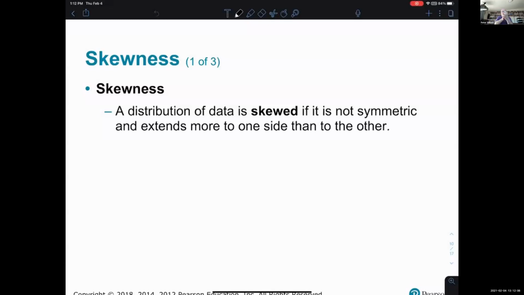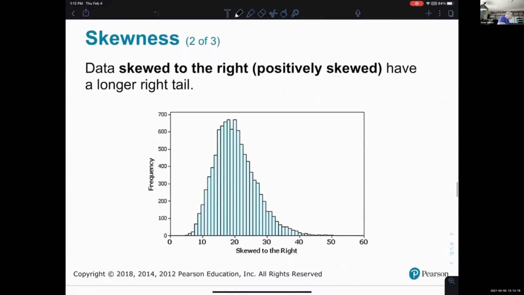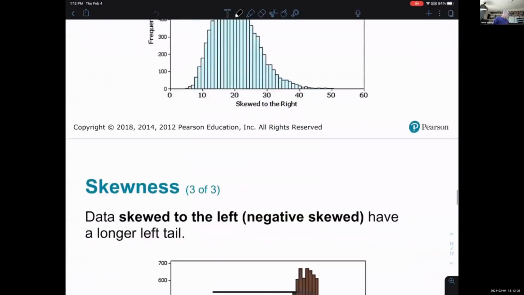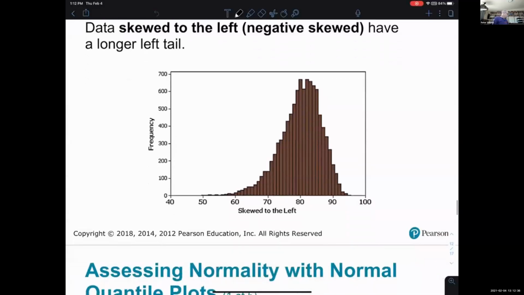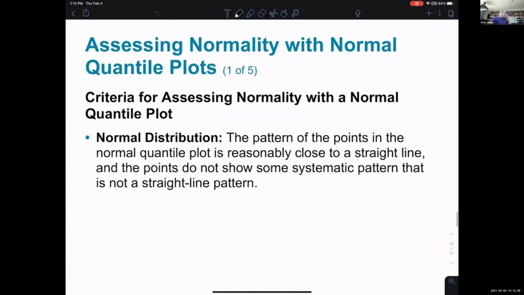So for example, if the bell is a little bit to the left, then the tail that it creates on the right is probably longer, and that's why that would be skewed to the right. I think that shows up backward in the video. In any event, they had that in the images. Like I said, much easier to understand these things when the images are there. So data skewed to the right, or positively skewed, have a longer right tail. And not too surprisingly, data skewed to the left, or negatively skewed, have a longer left tail. And then finally, they're going to talk about assessing normality with normal quantile plots.